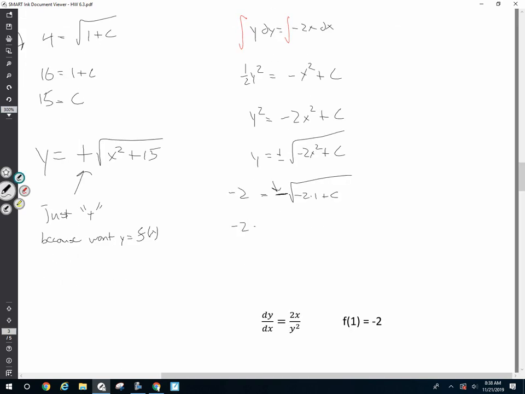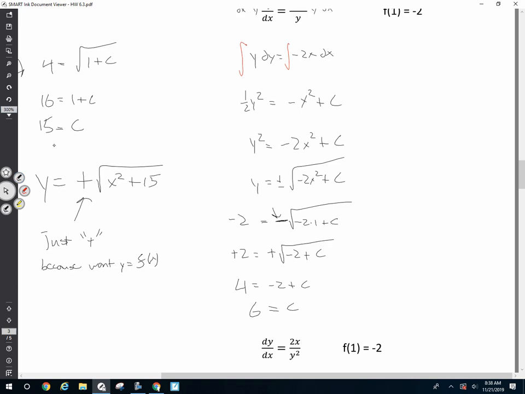So I get negative 2 equals negative root negative 2 plus c. You take the opposite of both sides. Square both sides. 4 equals negative 2 plus c. c will equal 6. So my solution, sorry, is y equals the negative half of root negative 2x squared plus 6.